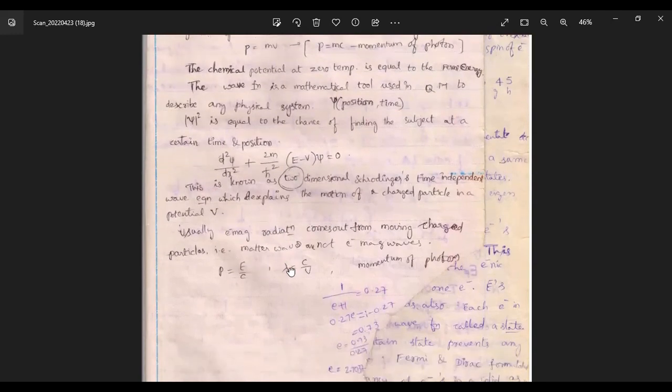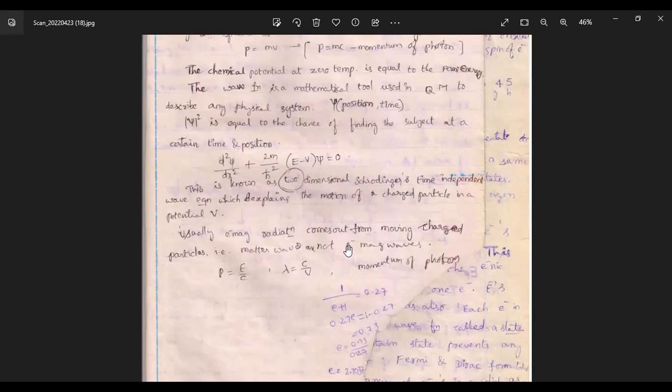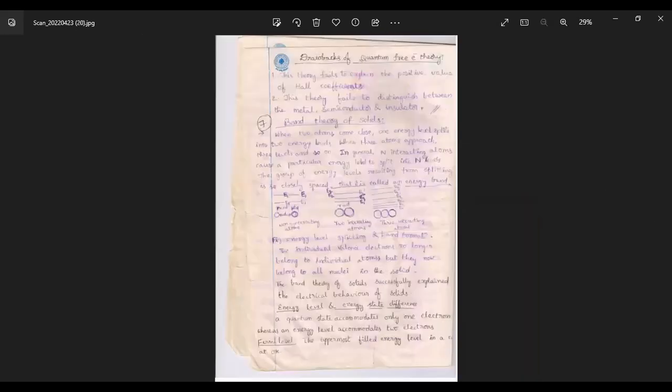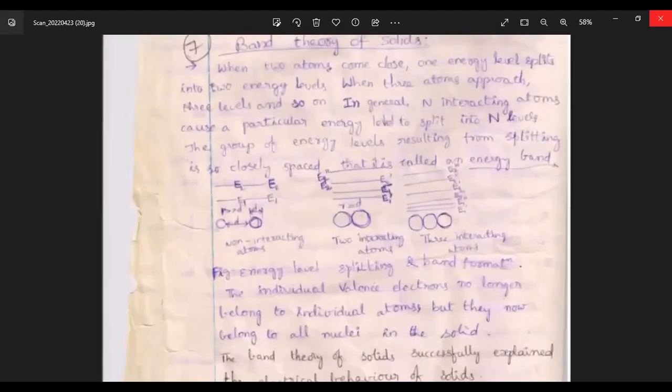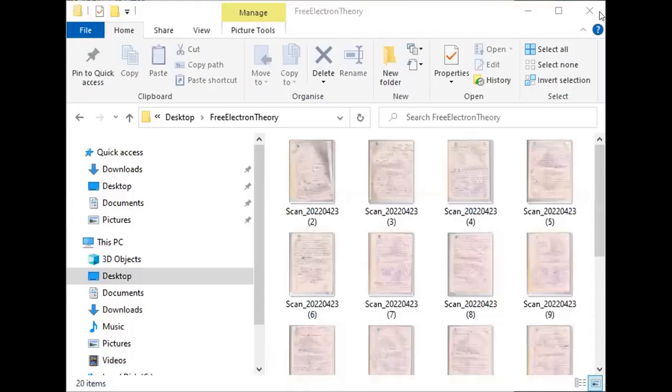Usually electromagnetic radiation comes out from moving charged particles, electrons or whatever. But matter waves are not electromagnetic waves. P is equal to E by C, lambda is equal to C by nu, for the momentum of the photon. These are a few basics about quantum mechanics. We will quickly go through the rest of the topics that we are left with.